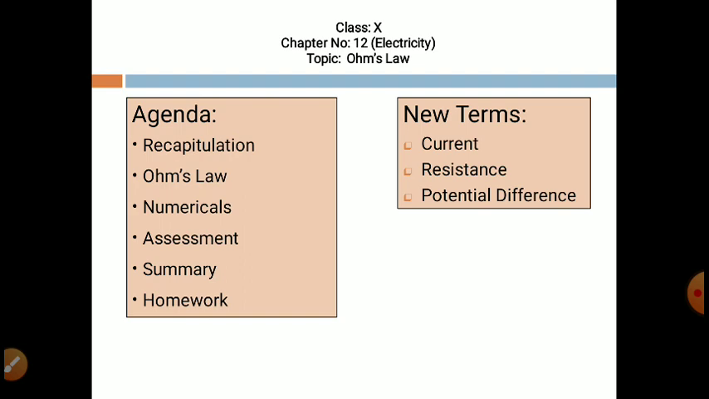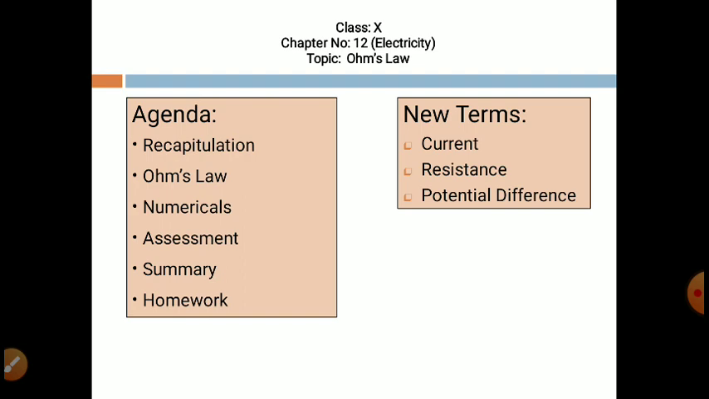So what about those substances which have low resistance, which offer less resistance to the flow of current through them? The substances which have low resistance are known as conductors. Those are good conductors of electricity. They allow current to pass through them easily. So these types of objects or substances are known as conductors and they have low resistance. The SI unit of resistance is ohm.